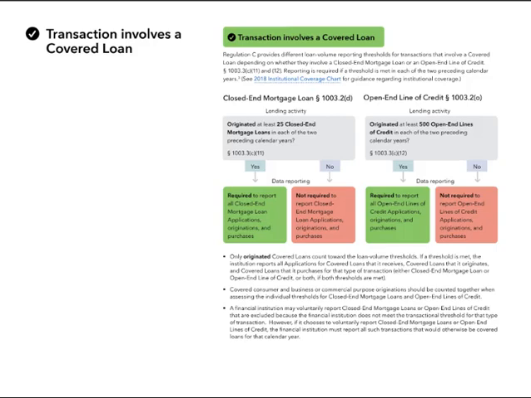Covered consumer and business or commercial purpose originations should be counted together when determining whether the institution met the threshold minimum. As mentioned earlier in this webinar, if the institution originated the minimum number of closed-end mortgage loans but not open-end lines of credit, then it would need to report only the covered closed-end mortgage loans, including applications that did not result in an origination. It will not need to report data on open-end lines of credit.